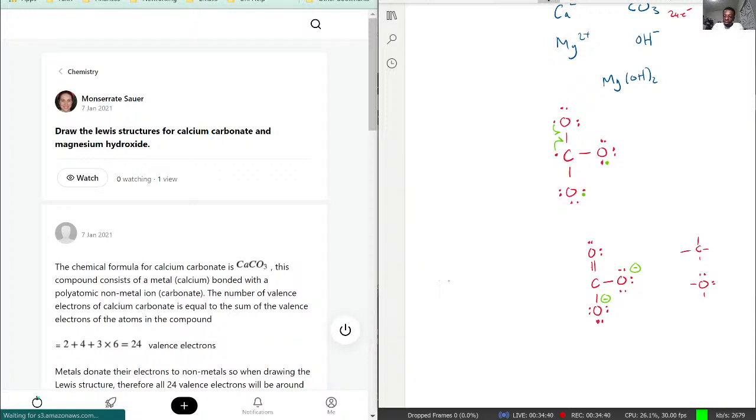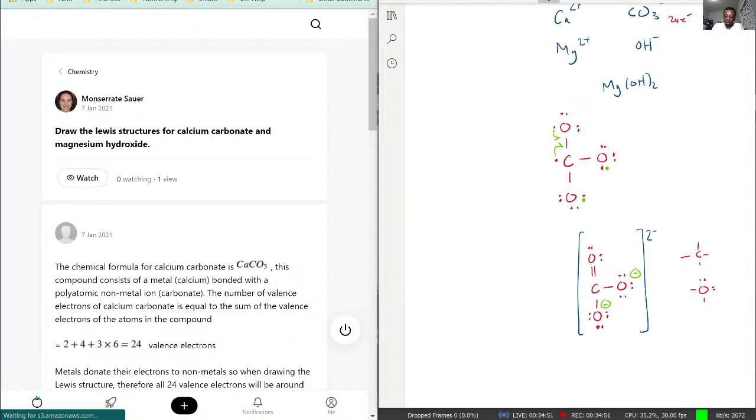So I'm going to pair it together like that, with the 2 minus. And now for the metal side, we just have calcium, right here, with just 2 plus. This would be the Lewis structure for it, considering that this is an ionic compound. There's no real bonds to it. It's just a metal with a non-metal, kind of like that. So this is what we get for CaCO3.